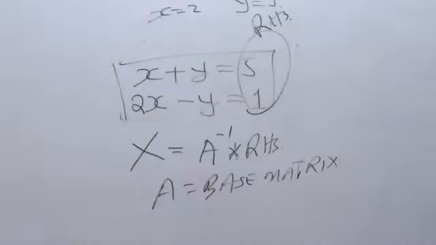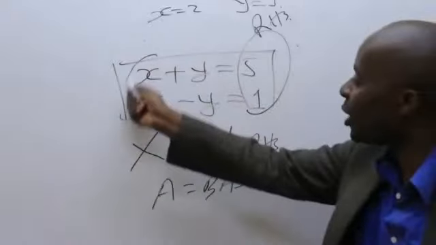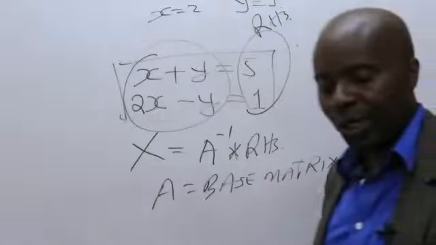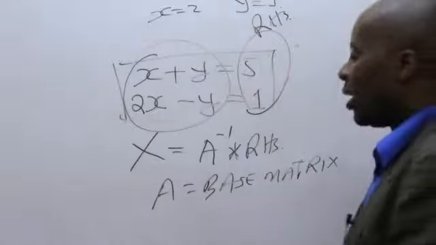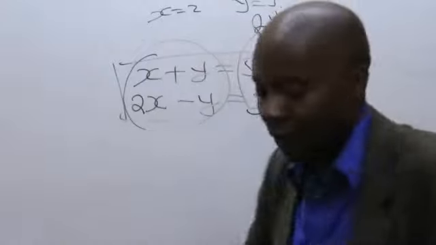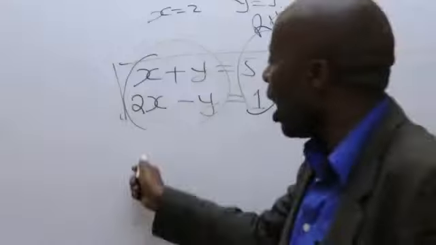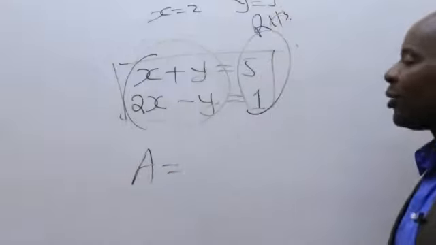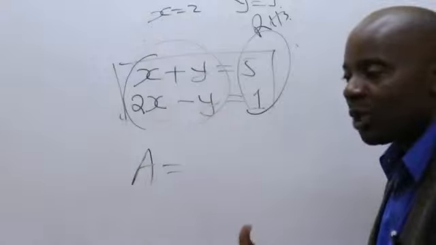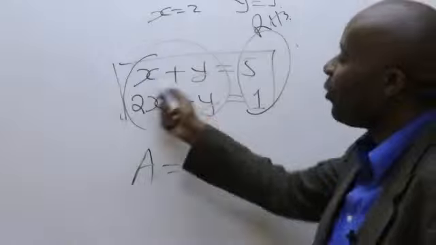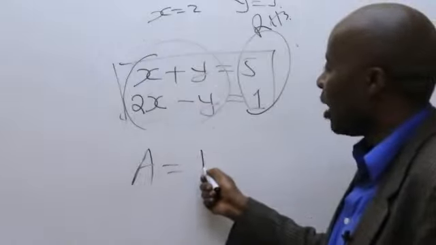The base matrix is that matrix that you shall get out of there. So what we need to do very fast, ladies and gentlemen, is to define our matrix A. Matrix A is that matrix of numbers, of coefficients that come before these letters. So before the letters we have 1, 1.